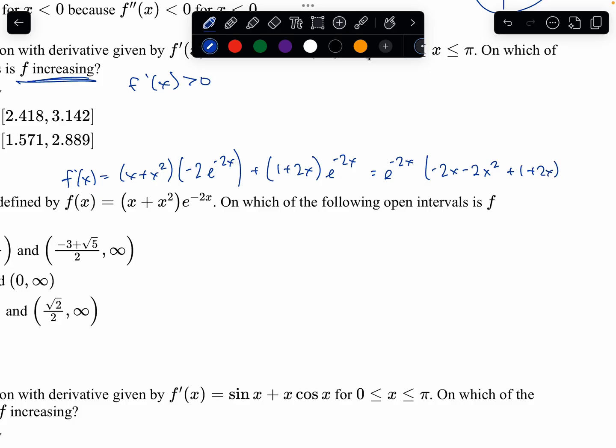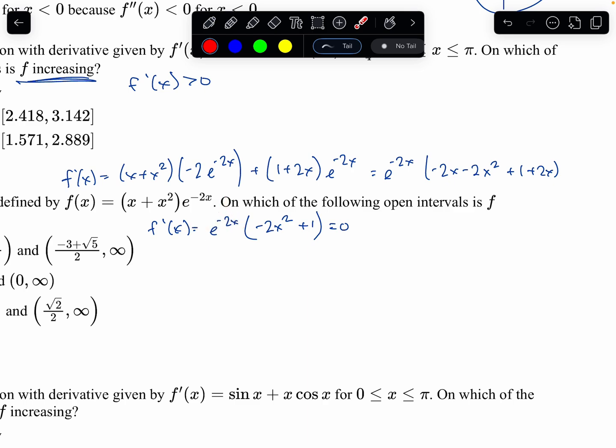And so I get that f prime of x is equal to e to the negative 2x. And then this will simplify because we have negative 2x squared, and then we have negative 2x, positive 2x. So those are going to cancel, and then we'll get plus 1. So this is very similar to that one, which isn't really that surprising. We're going to set this equal to 0. We can say again that e to the negative 2x will always be positive.